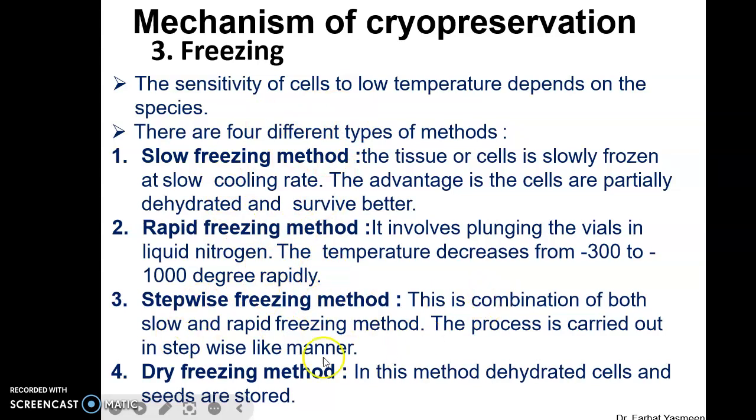The stepwise freezing method is another important method, which is a combination of both slow and rapid freezing methods, and this process is carried out in a stepwise manner. Then there is the dry freezing method. In this method, dehydrated cells and seeds are stored.